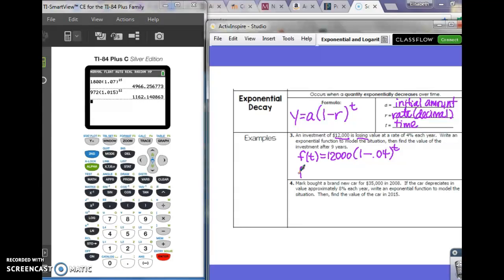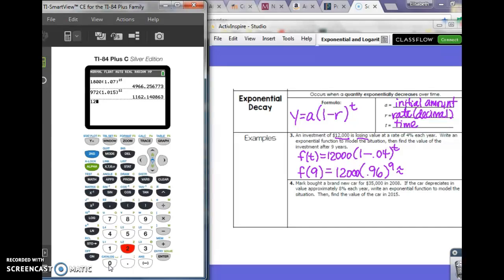Now I want to find the value of the investment after 9 years. So f of 9 equals 12,000 times 0.96 to the 9th power. Now again, when you're going to your calculator, you do not have to go ahead and add or subtract the values found within the set of parentheses, especially with the subtraction if that throws you off. I typically go ahead just so that I'm not typing in quite as much, but either way should yield you the same answer.